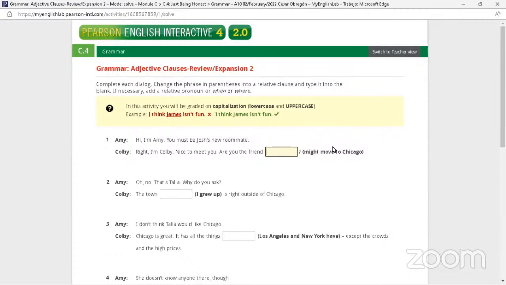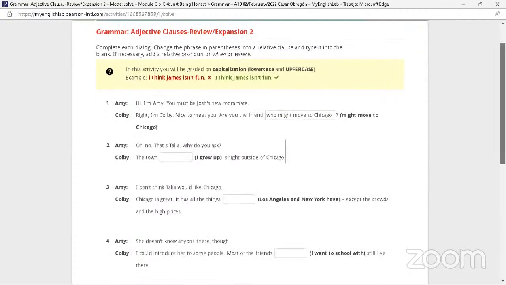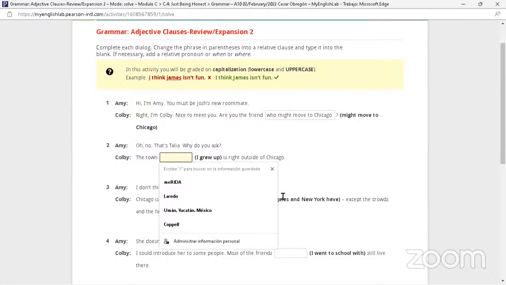Hi, I'm Amy. You must be Josh. New home. Hi, I'm Cole. Nice to meet you. Are you the friend who might move to Chicago? Oh no, that's Talia. Why do you ask? The town where I grew up. When?